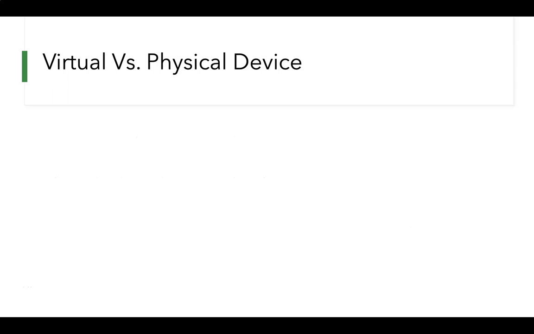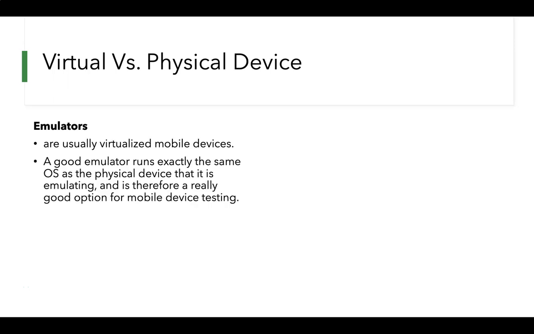What is the difference between virtual and physical devices? Emulators or virtual devices are usually virtualized mobile devices. A good emulator runs exactly the same operating system as the physical device that it's emulating, and actually it's a really good option for mobile testing.